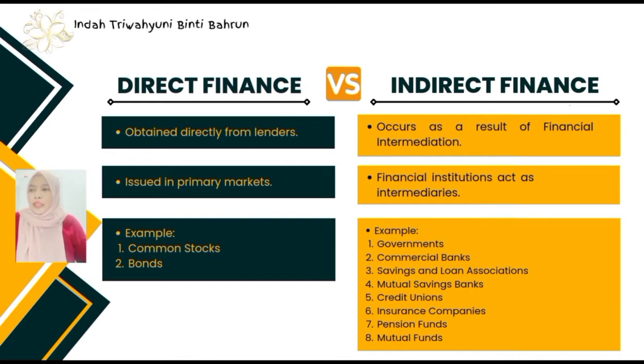Okay, so indirect finance occurs as a result of financial intermediation. That is a process where governments, commercial banks, savings and loan associations, mutual savings banks, credit unions, insurance companies, pension funds, and mutual funds transfer funds from savers to investors, which are the borrowers. Financial institutions act as intermediaries, channeling funds from savers, or the lenders, to investors, which are the borrowers.